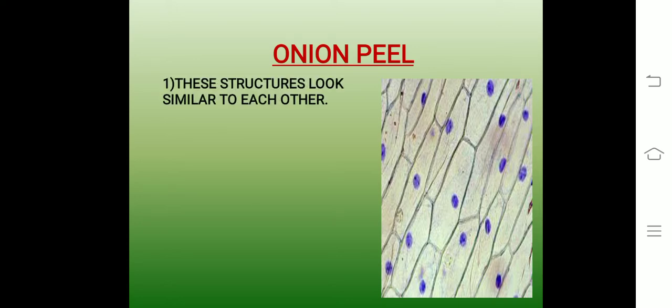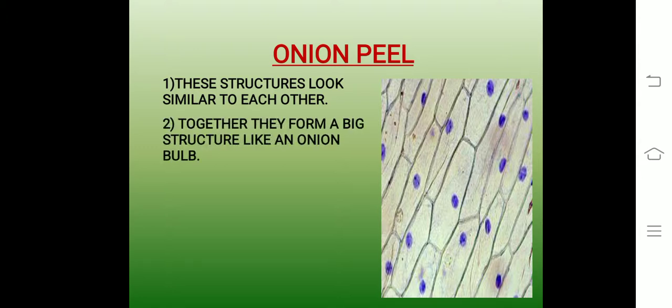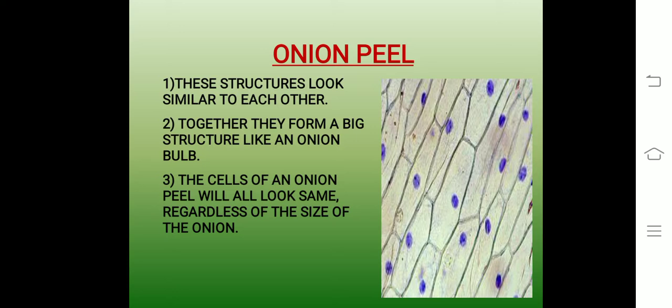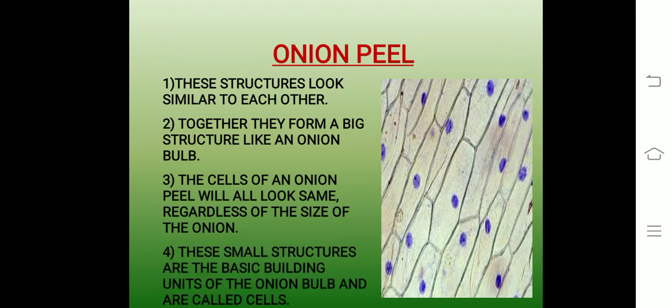These structures look similar to each other. Together, they form a big structure like an onion bulb. The cells of an onion peel will all look the same regardless of the size of the onion. These small structures are the building units of the onion bulb and are called cells. Not only onions, but all organisms that we observe around us are made up of cells.